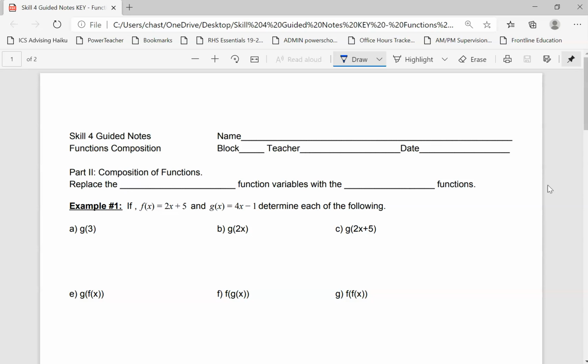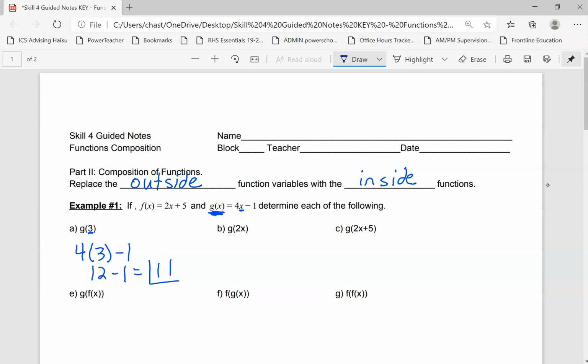The way we do this is we replace the outside function variables with the inside functions. That'll make sense in a moment. If I look at just doing g of 3, I look at my g of x formula, and I'm replacing the variables in that formula with whatever's inside. In this case, it would just be 4 times 3 minus 1, which makes 11.